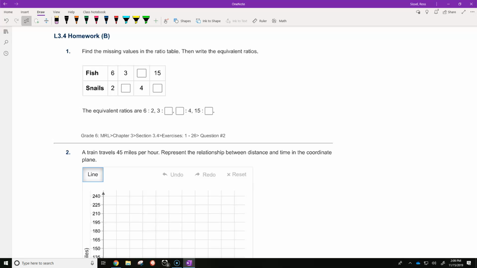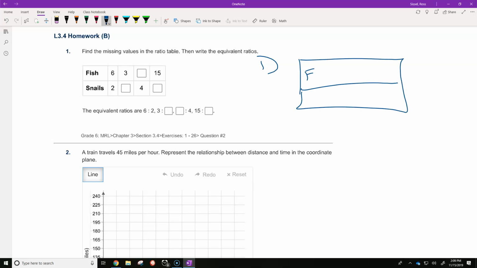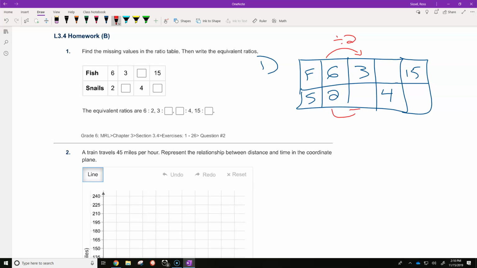On number 1, on a blank piece of paper, you have to draw the table. You have to draw this table, and you are going to have to show me how I got from 6 to 3. I divided by 2, so I divided by 2, and I get 1. You are going to continue to do this to show me all your work.